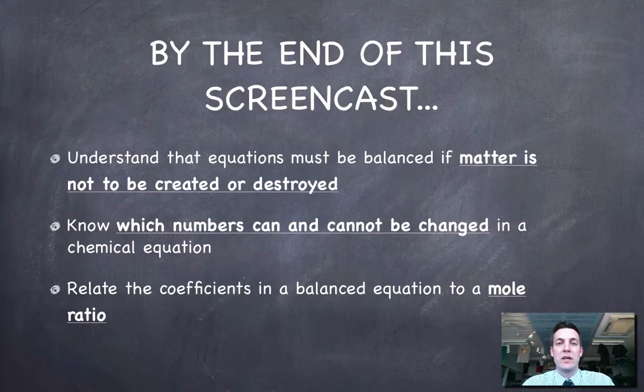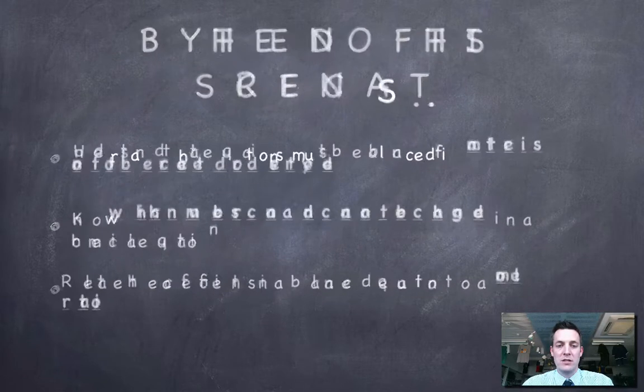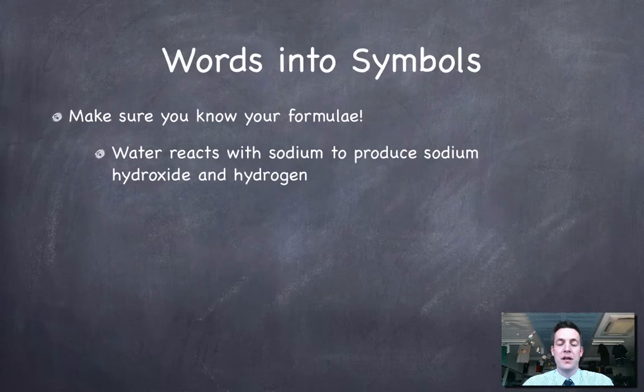You'll know which numbers we can and can't change when we're trying to balance an equation, and you'll be able to look at the coefficients in a balanced equation and relate that to a mole ratio in a reaction. Okay, so let's start off quite simply by turning some words into symbols and writing a balanced equation. I'm going to be fairly quick with all this because I assume that you've done a fair bit of balancing equations before, and that you've learned your ion list so you can work out the formulas of things. If you still haven't done that by now, I would suggest you get onto that urgently.